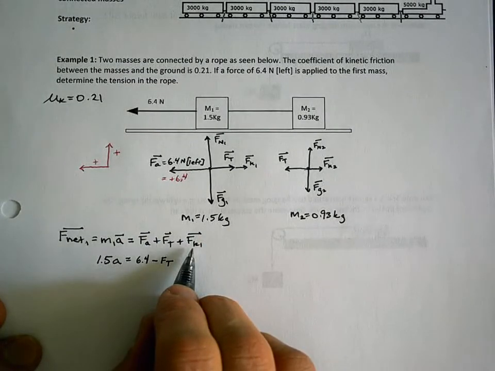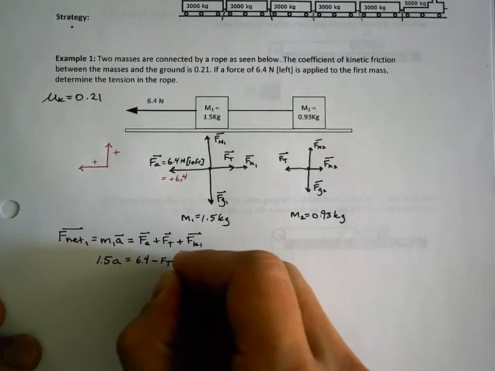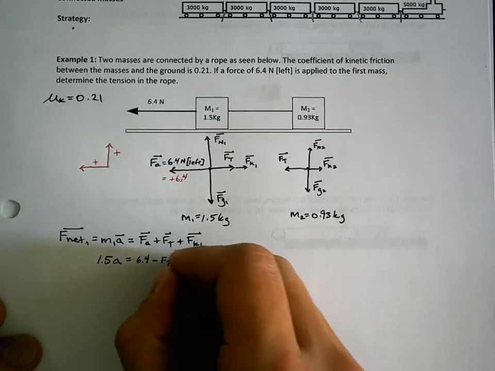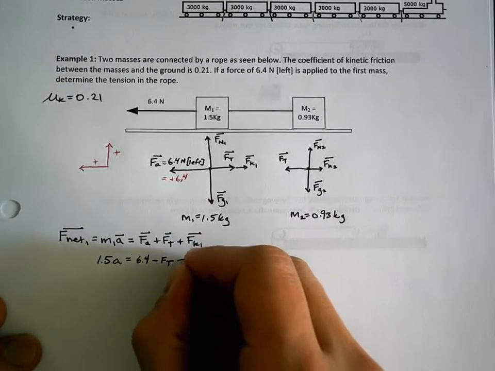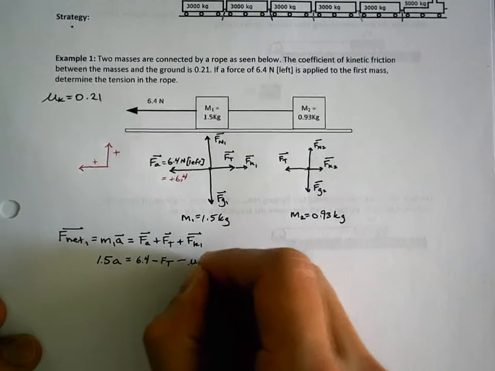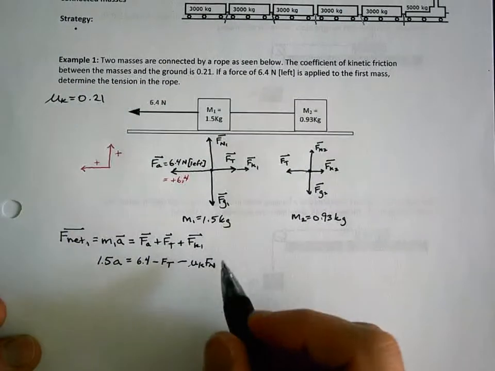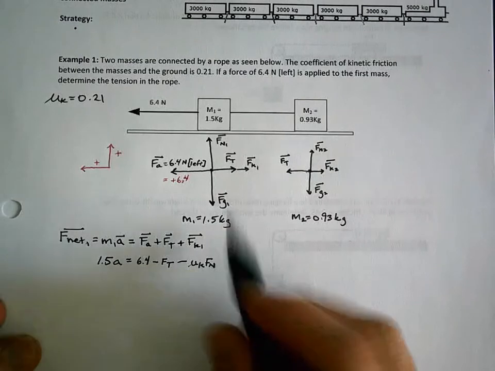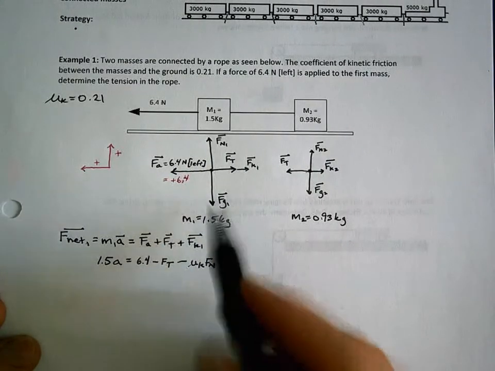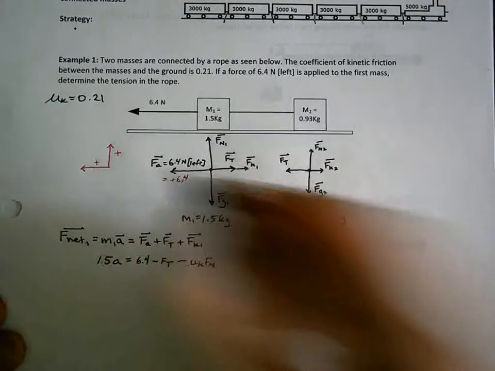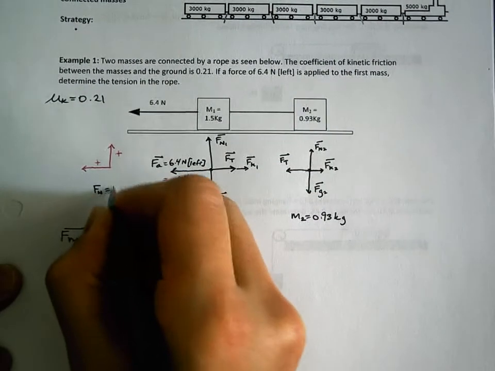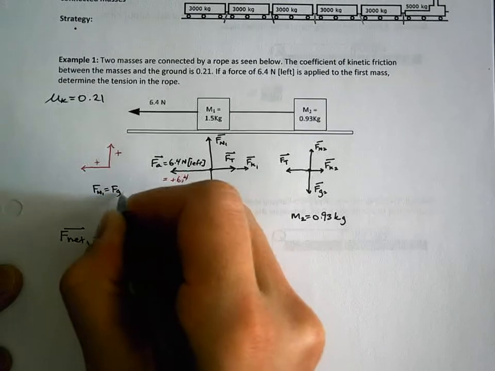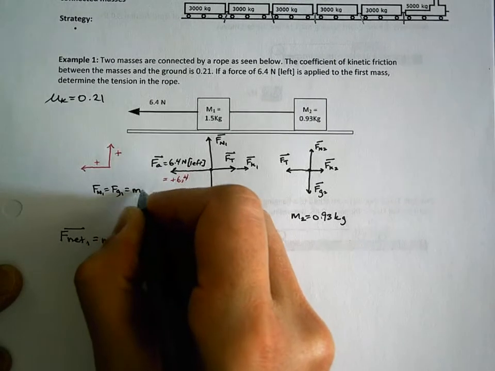And FK, should I be able to figure out FK? Oh yeah, I can, because I know the formula for FK. Okay, so it's got to be negative as well because it's going in the opposite direction. It needs to be mu k Fn. And I happen to know that Fn is going to be the same as Fg. So I actually can figure this out. Let me do a little aside over here. Fn is equal to Fn1 is equal to Fg1 is equal to mg.